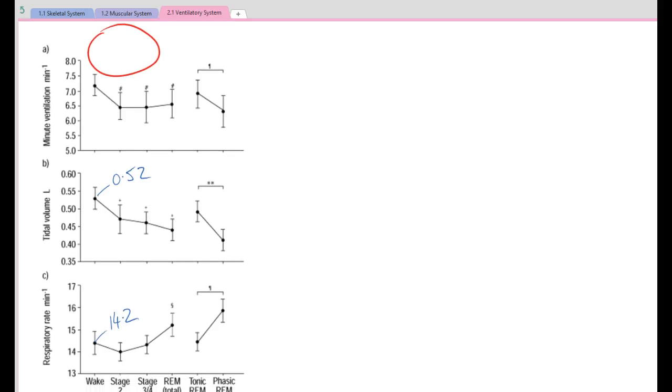So here's an example of 3 graphs. Here we have respiratory rate, tidal volume, and ventilation. So to work out our ventilation equals tidal volume times respiratory rate.